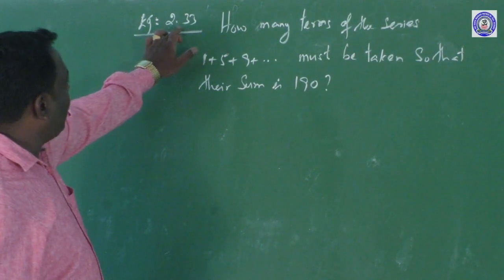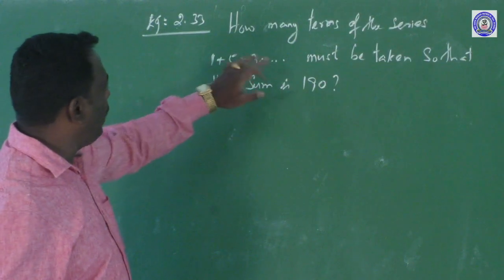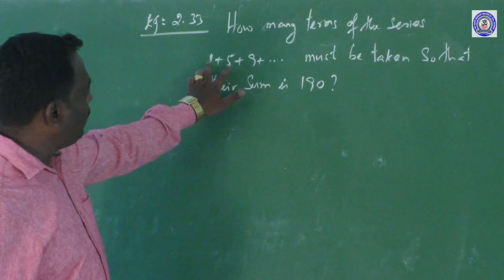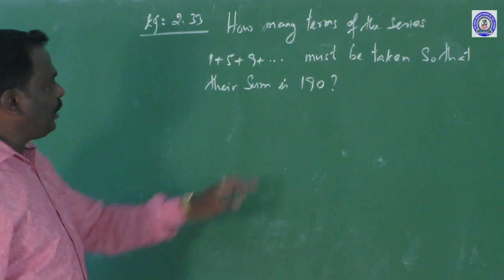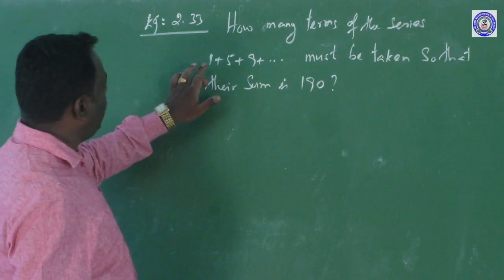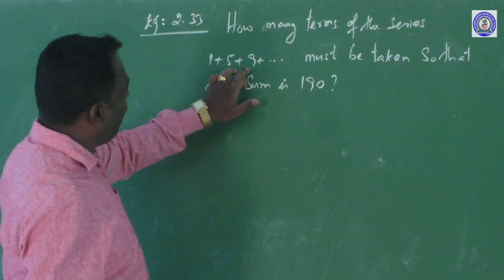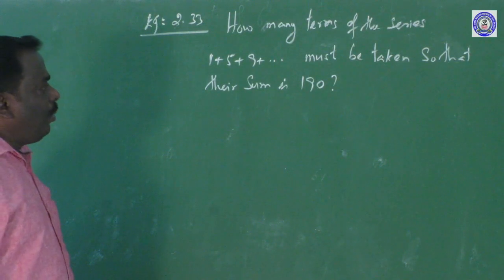Example number 2.33. How many terms of the series 1 plus 5 plus 9 plus etc. must be taken so that the sum is 190? How many terms of the series 1 plus 5 plus 9 plus etc. must be taken so that the sum is 190?